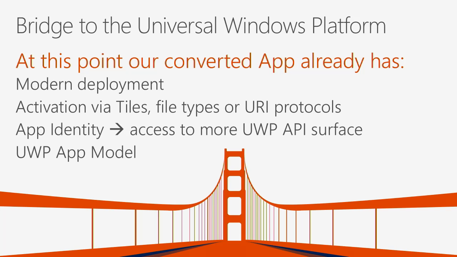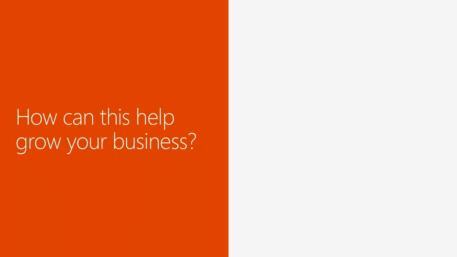But at this point, what we've done here so far is we've gone ahead and converted our app, and we already have that modern deployment. We've already got full access to Windows Store and telemetry. We've got activation via live tiles, and I'm able to go ahead and even use file types and URI protocols. And then my app identity is now more accessible to UWP, and I have the UWP app model.